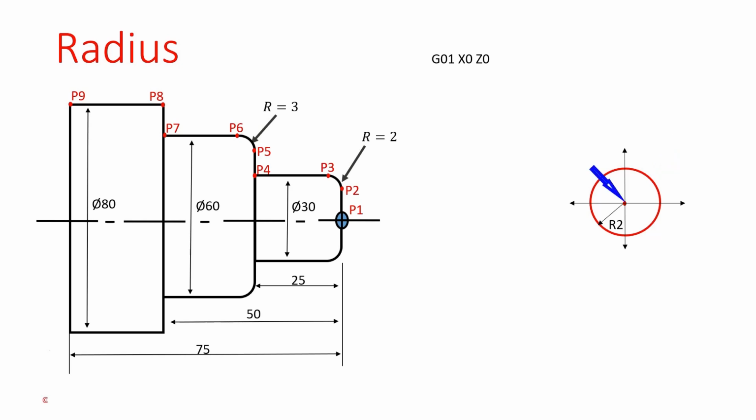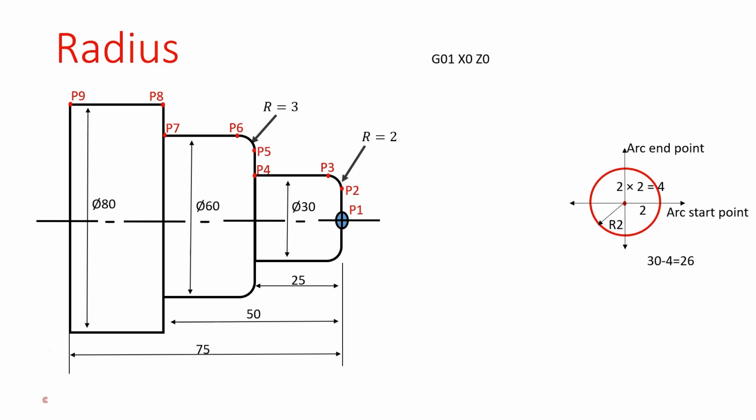This is the center point of the circle. From this point to the arc start point, length is 2. This is also 2. 2 is the radial value, but we are writing the program diametrically. That's why that radial value is converted diametrically. 2 into 2 equals 4. With this 4, we can calculate the arc starting diameter value. The arc ending x value is 30. 30 minus 4 equals 26. It is the arc starting diameter x value.